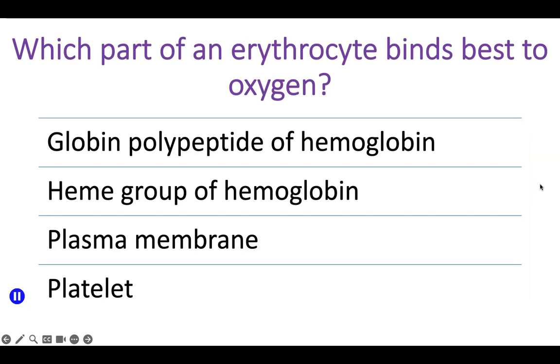So now I'm going to leave you with a question, and that is, which part of an erythrocyte binds best to oxygen?